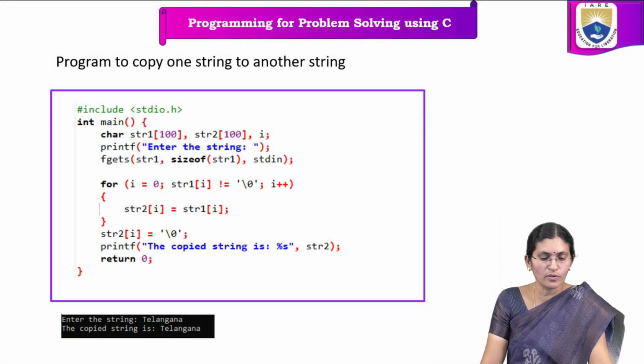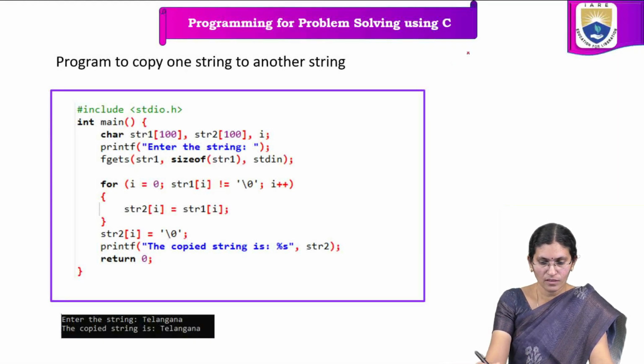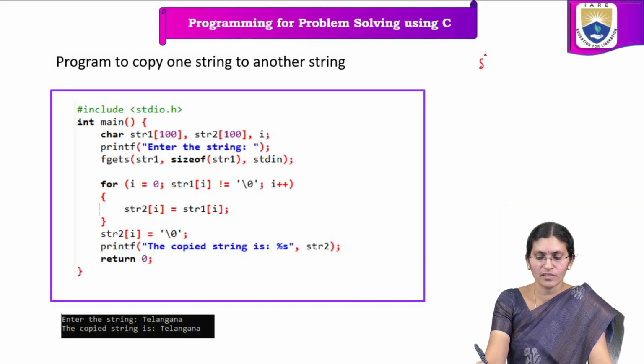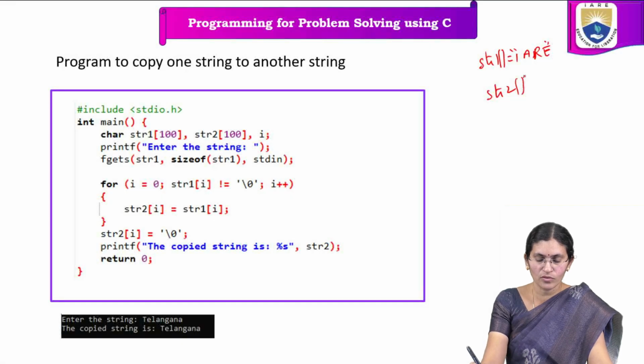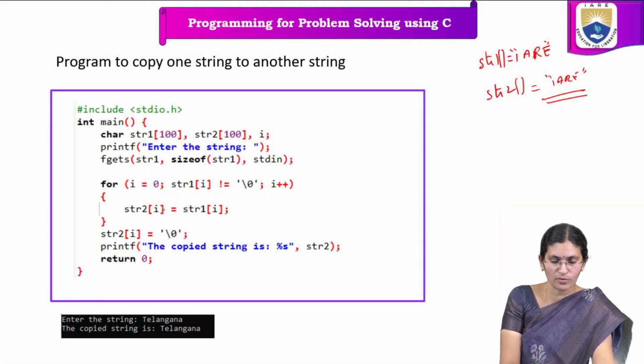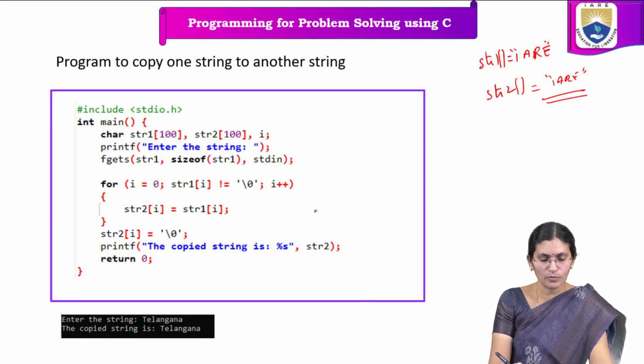Next one is a program to copy one string to another string. If you have one string, we just need to copy it. If you have IARE, this is the string str1. You need to define some size here. The same string you have to copy here also: IARE, str1 and str2. So that is what the program is.